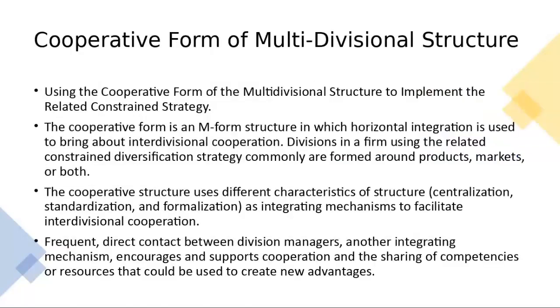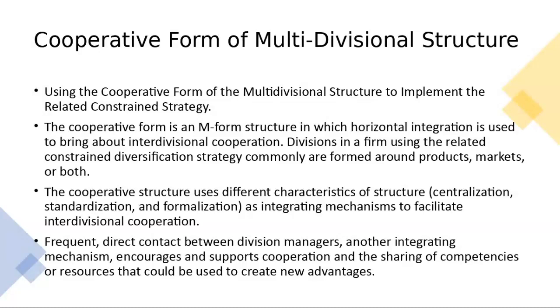So the cooperative form now, using the cooperative form of the multi-divisional structure to implement the related constrained strategy. Now remember, the related constrained is when you have similar businesses that can share activities and transfer core competencies between them because they complement each other. They are in the same product market and that kind of thing. So the cooperative form is an M-form structure in which horizontal integration is used to bring about interdivisional cooperation. Divisions in a firm using the related constrained diversification strategy commonly are formed around products or markets or both. Just as I was saying, like the vertical integration, for instance.